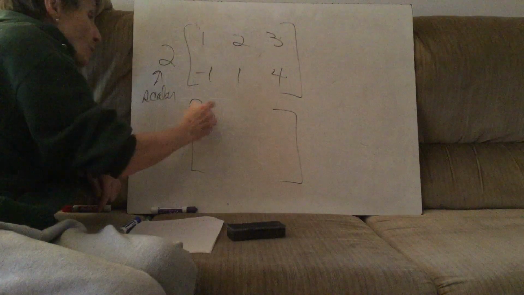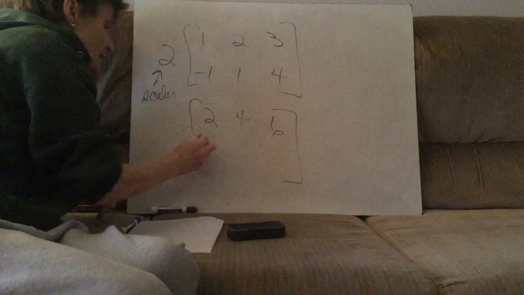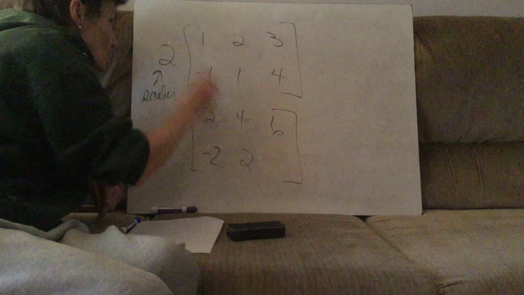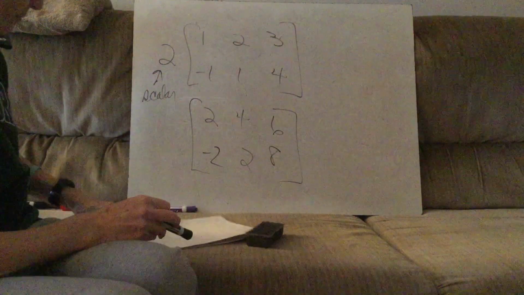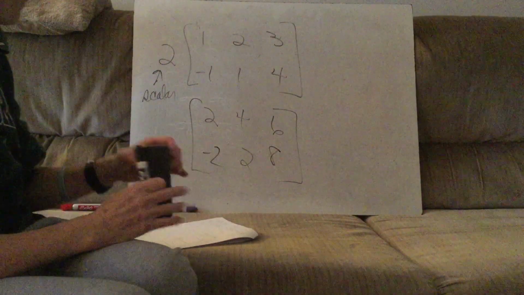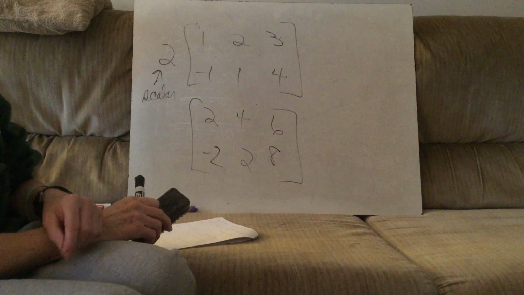So we take 2 times 1, 2 times 2, 2 times 3, 2 times negative 1, 2 times 1, 2 times 4. Done. We should not miss that. That is pretty darn easy.